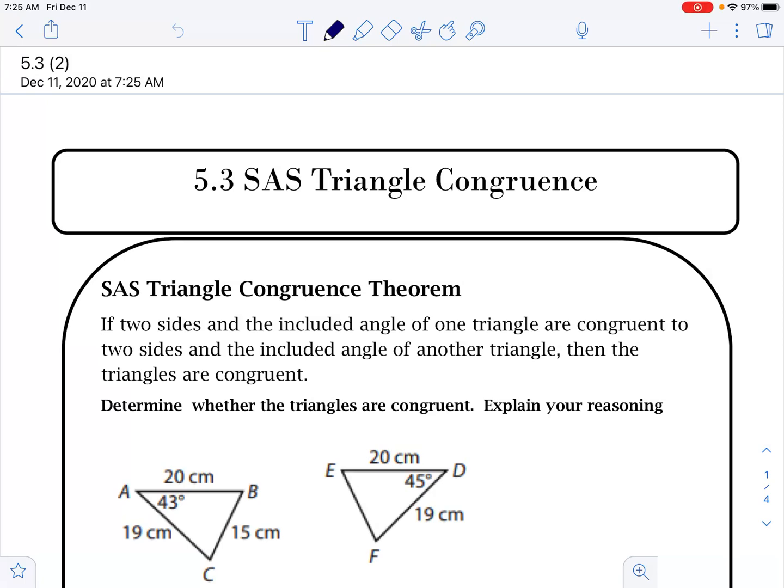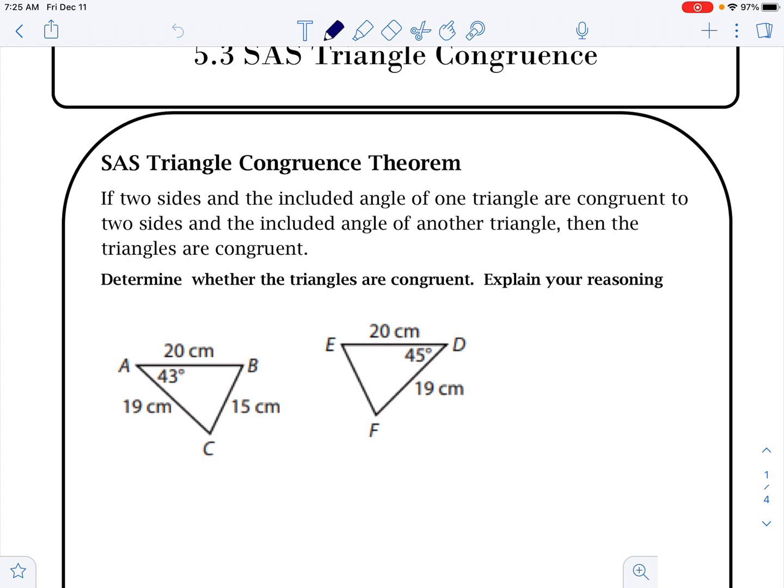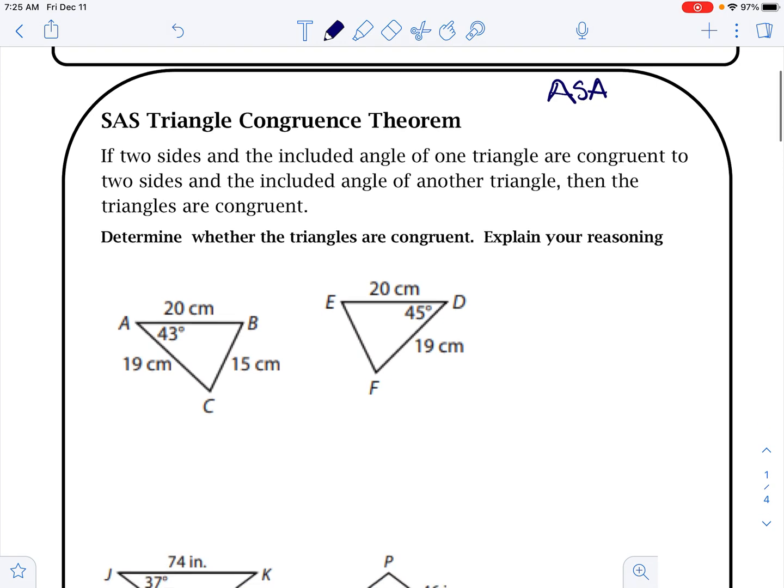So for today, we're going to go over the side angle side triangle theorem. Again, we're going through proving triangles are congruent. We started with angle side angle, and now we're going over side angle side. As we work through these, we want to keep the basics of what we're working on. We went through ASA, and now we're going to go through SAS. So we're going to go side angle side.